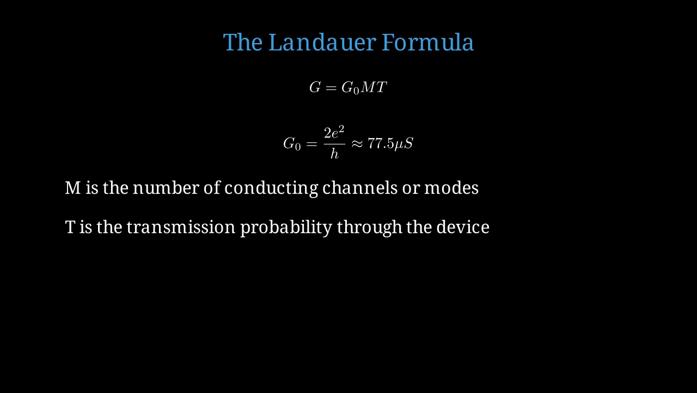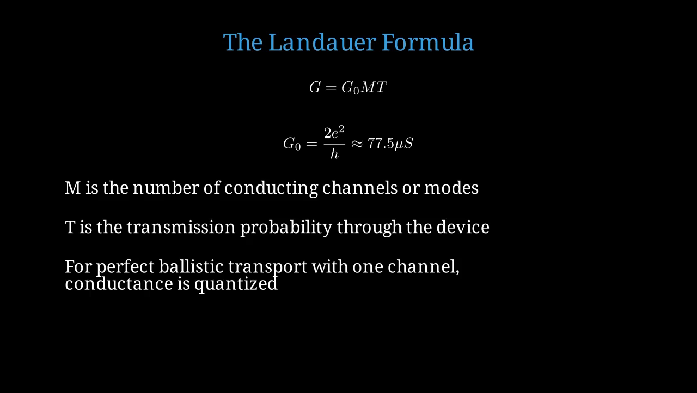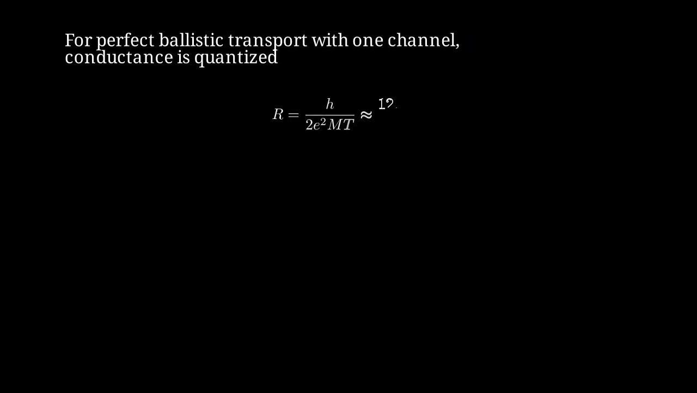For perfect ballistic transport with no scattering, T equals 1. If there is some scattering, T is less than 1. For perfect ballistic transport with one channel, the conductance is quantized at exactly G sub 0. This is a fundamental quantum mechanical result. The resistance is h over 2e squared times MT, approximately 12.9 kiloohms divided by MT. This is called the contact resistance, or quantum resistance.